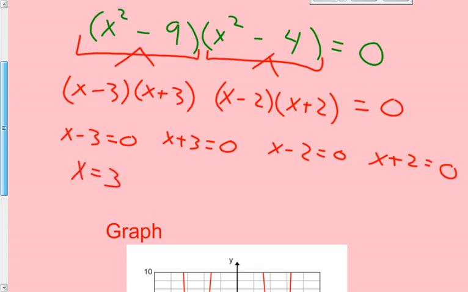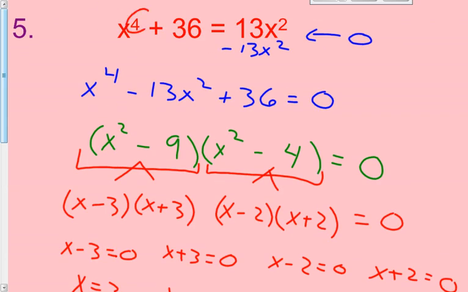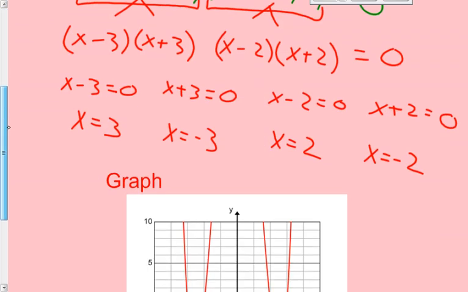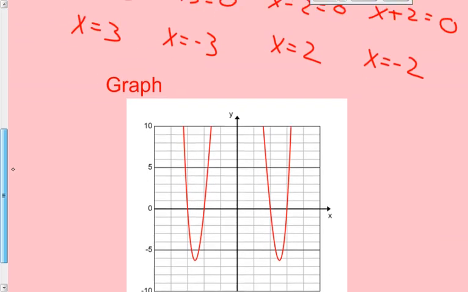X equals 3, there's 1 root. X equals negative 3, there's 2 roots. X equals positive 2, there's 3 roots. X equals a negative 2, there are 4 roots. Going back up top, our degree is 4. This works out perfectly. So our answers, it crosses at a negative 3, negative 2, a positive 2, and a positive 3. Hopefully the graphs are really starting to make a lot of sense after you solve the equation.